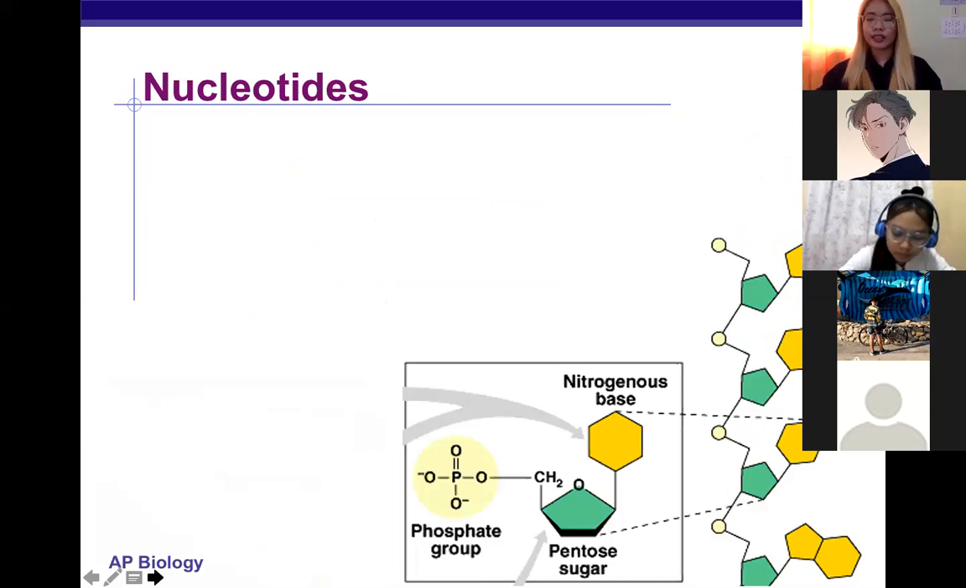Okay? So this is what a nucleotide looks like. So each nucleotide contains 3 parts. The first one is the nitrogenous base. The second one is a sugar. And then the third one is a phosphate.